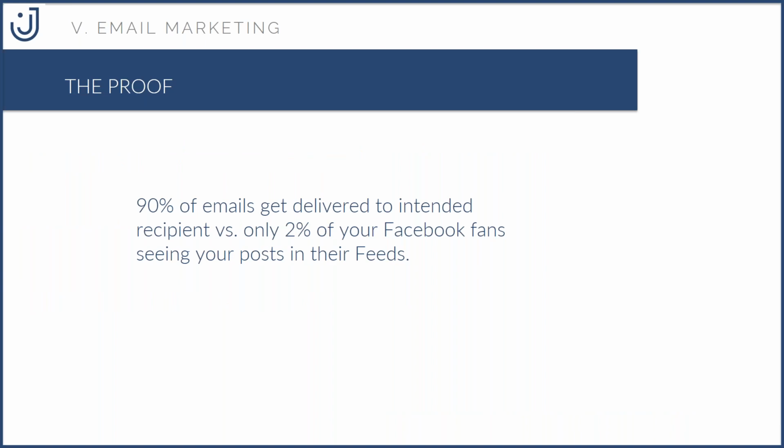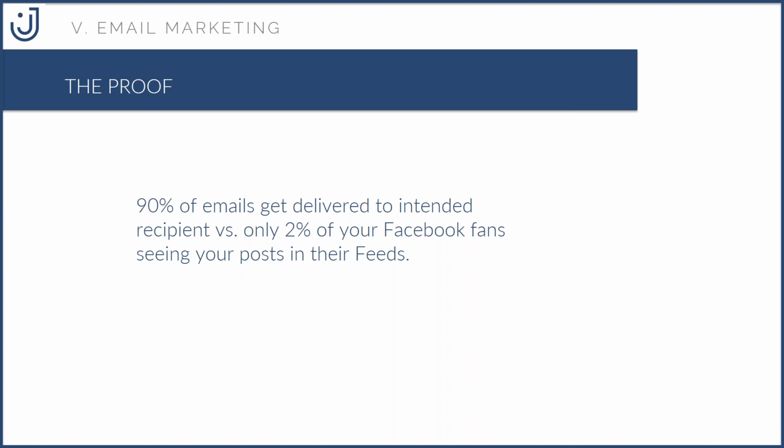And 90% of emails get delivered to intended recipients versus only 2% of your Facebook fans seeing your posts in their feeds. Some of you may be familiar with what's called the Facebook algorithm. Some of you may hate the Facebook algorithm, but it looks like it's here to stay. And it just says that a very, very small percentage of your actual Facebook fans are going to receive your post. That's just the nature of the beast. That's why they want you to buy ads, and that's why we work constantly in developing consistent and congruent messages throughout social media. But emails, however, 90% of emails get delivered to the intended recipient.